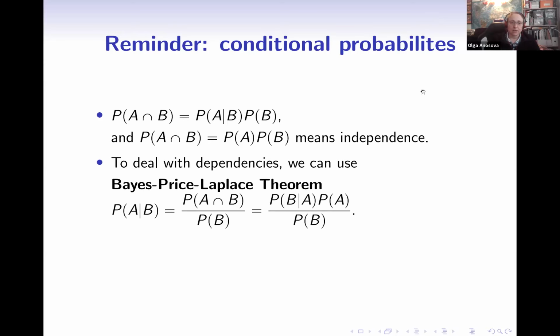And by the Price-Laplace theorem, which is attributed to Bayes, but actually it was rediscovered and popularized, which is also important, by Price and Laplace, it allows us to find the conditional probability of A given B through the opposite, the conditional probability of B conditioned on A, using also the probability of A and the probability of B. This is the start of the whole new world of Bayesian statistics, which I might cover or touch on a bit next semester, because it's indeed very fascinating.